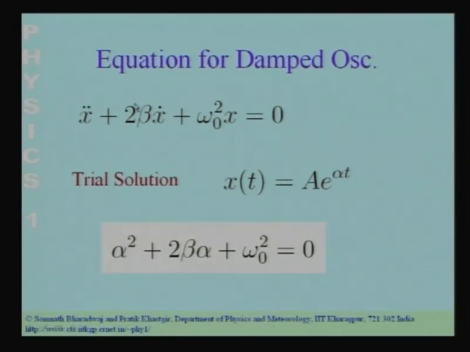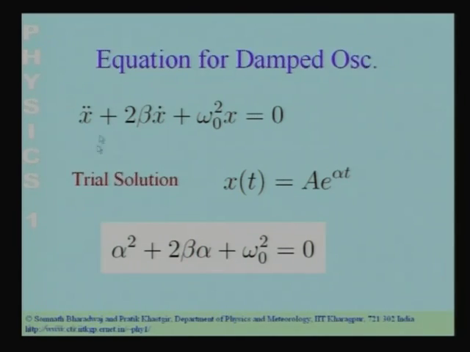If you plug in this trial solution with the expressions for the derivatives of x into this equation, you will notice that the constant a and e to the power alpha t will cancel out throughout, and you are left with a second order equation. It is a quadratic equation essentially. You are left with this quadratic equation for alpha: alpha square plus 2 beta alpha plus omega naught square equal to 0. Essentially every derivative of x is replaced by an alpha.